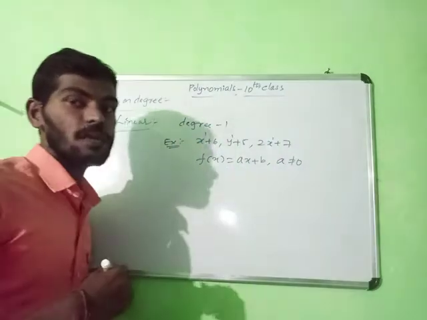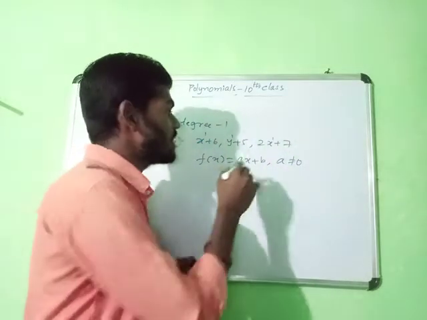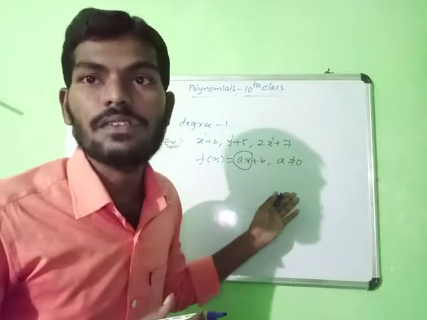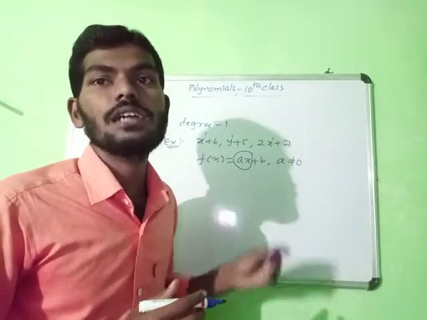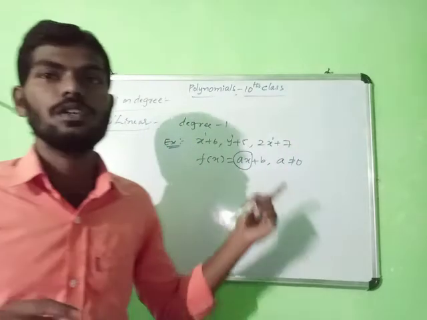Why? Because if a equals 0, this term will disappear. Then what will come as the answer? A constant polynomial will come. If a equals 0, then the linear polynomial will become a constant polynomial. So what is the condition in a linear polynomial? a is not equal to 0.